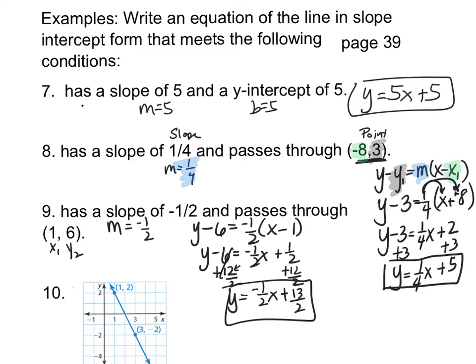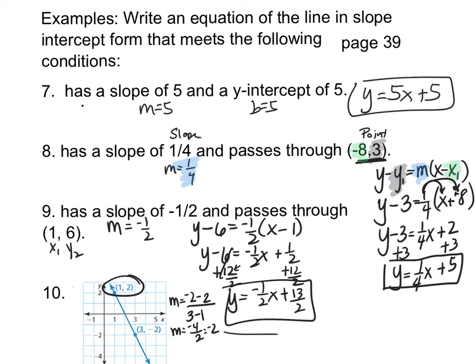For number 10, I don't see the y-intercept. It's not visible there to me. So I'm going to find the slope: y2 minus y1 divided by x2 minus x1. So I'm going to have negative 4 divided by 2, which is negative 2. And then I'm going to use this one as my x1 and my y1.